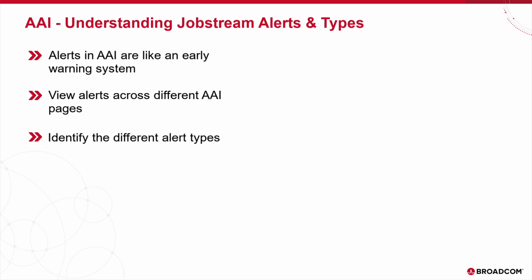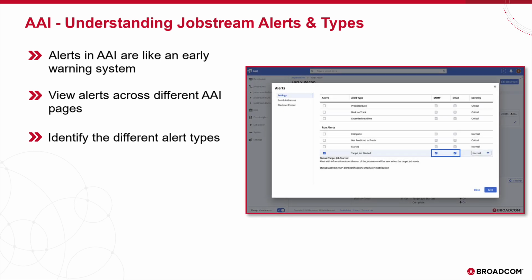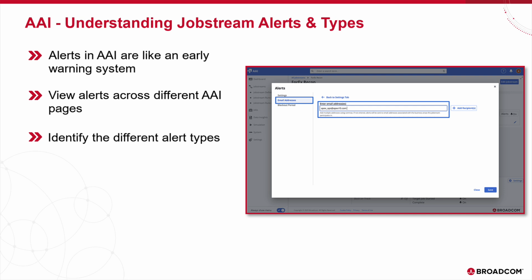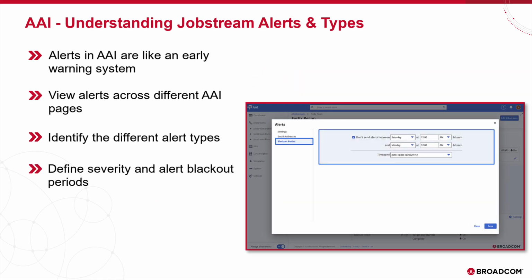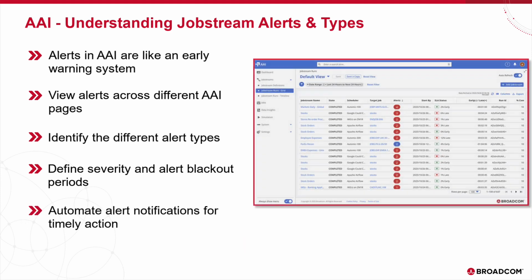You can configure alert severity and automate notifications via SNMP traps and email, helping integrate alerts into your incident management processes and keeping relevant stakeholders informed. And we learned that you can also set blackout periods to reduce alert traffic during off-peak intervals. With that, we conclude this video on understanding Jobstream alerts and types in AAI.